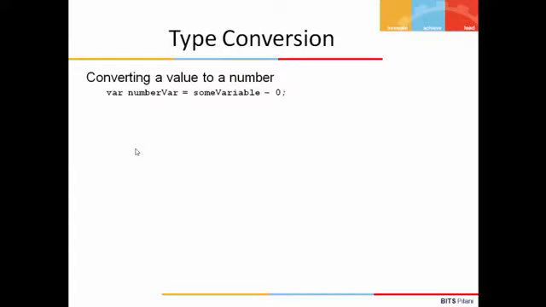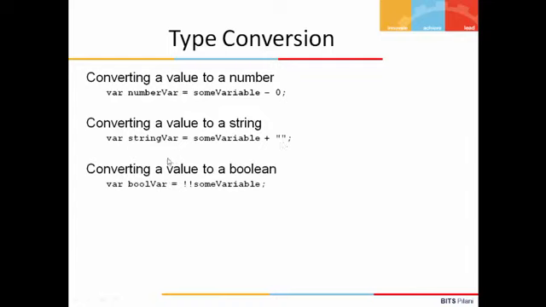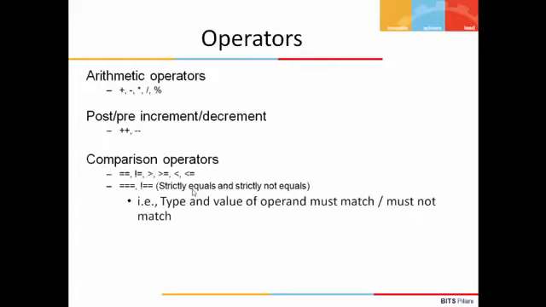So how do you do a type conversion? In case you want to convert a value to a number, you can go about saying some variable minus 0. 0 is a number, so whatever the variable you have, minus 0 will convert it into a number. Similarly, if you want to convert something into a string, you can just add an empty string to it at the end. So it will make it a string. Or if you want to convert something into a boolean, two exclamation marks, that is not of that particular variable, will convert that particular value into a boolean value.